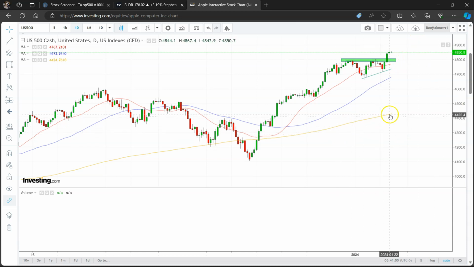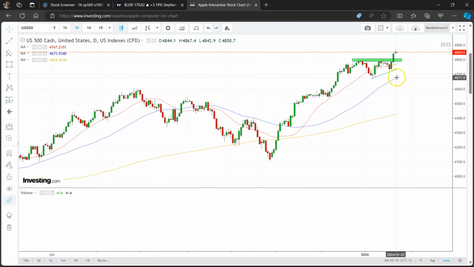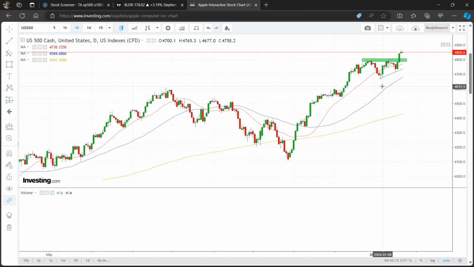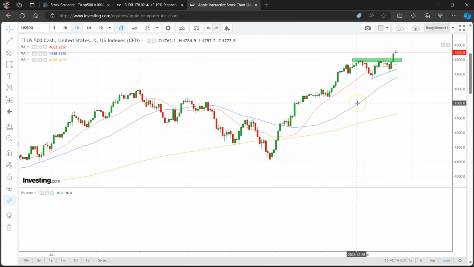Rising 200 MA, bullish long term. Rising 50 MA, mid-term bullish. So I won't be that concerned about the health of the US stock market when it is above the 20 MA, 50 MA. So that is a simple trend following tool.